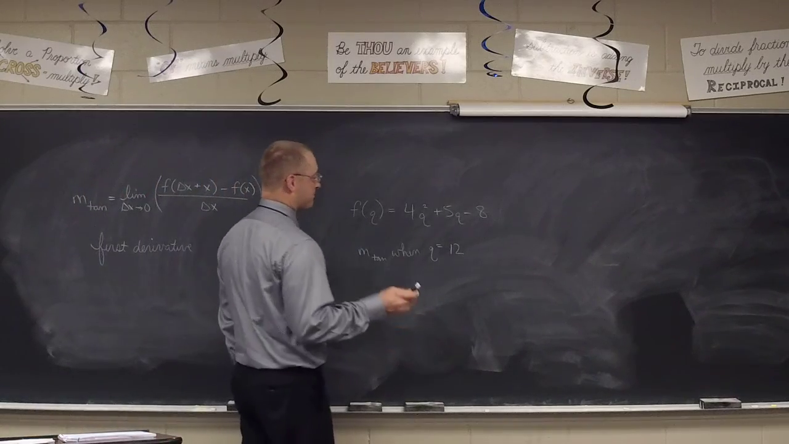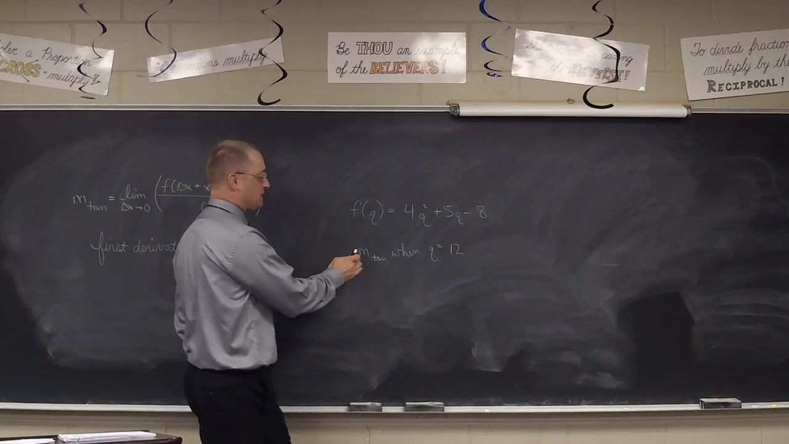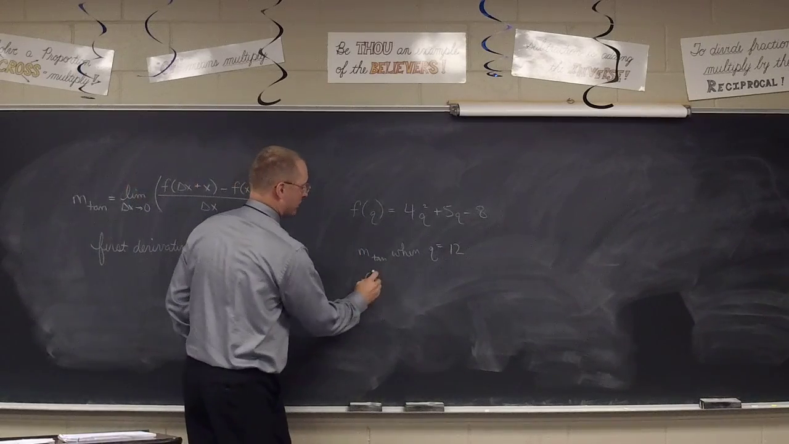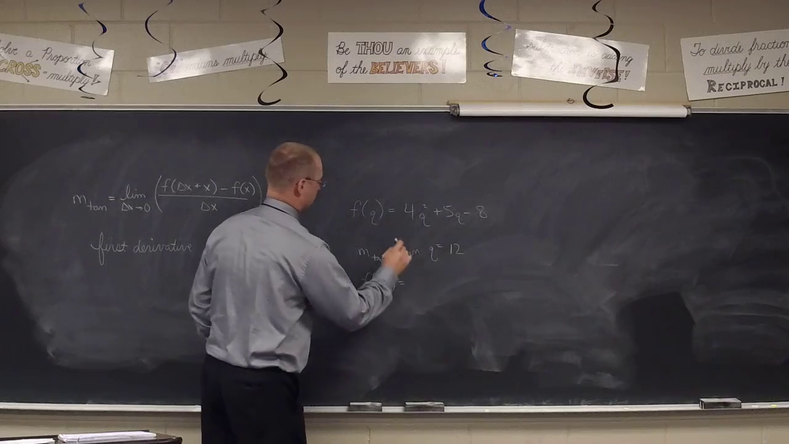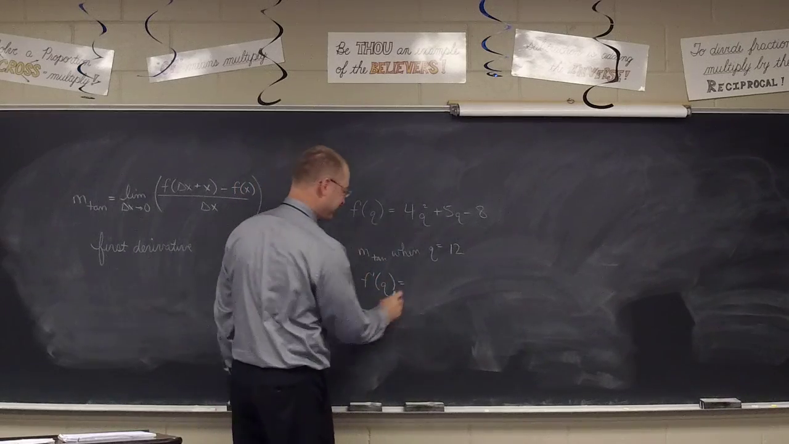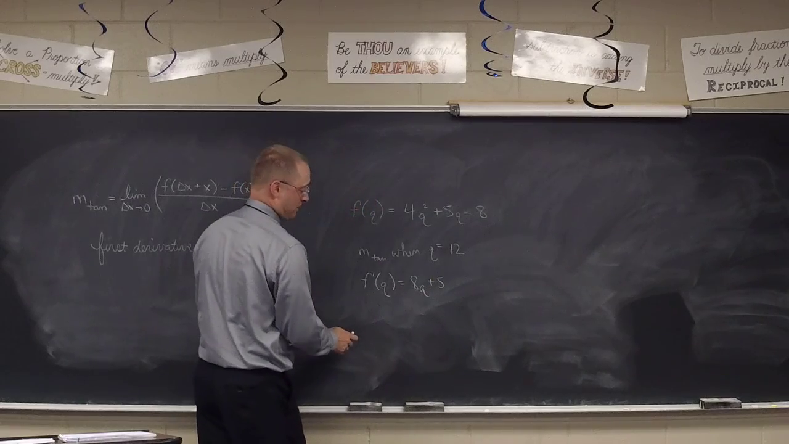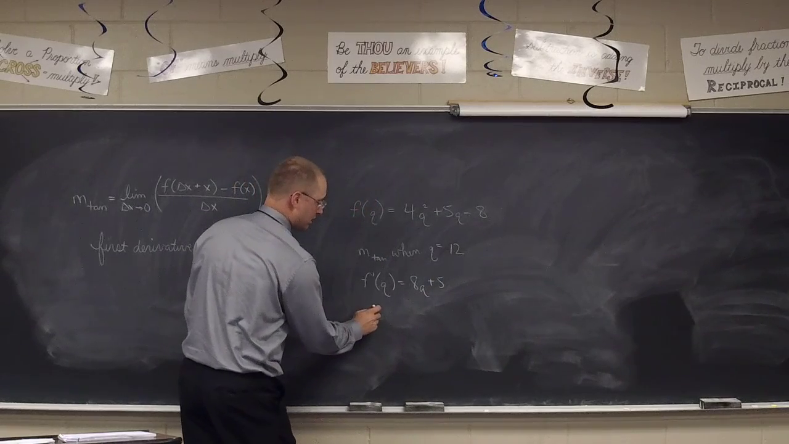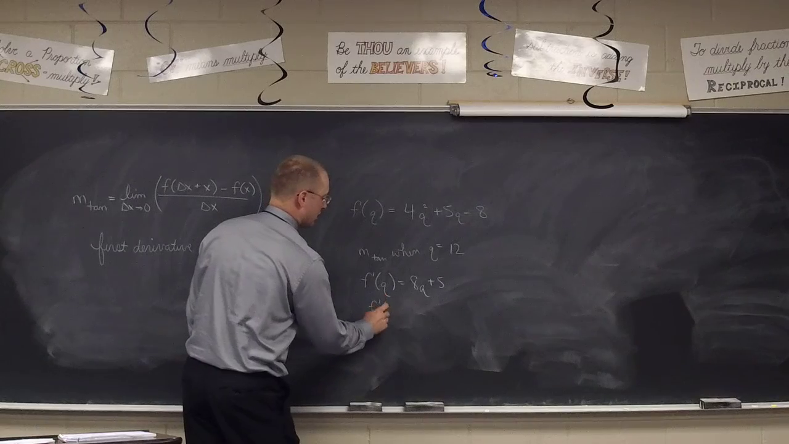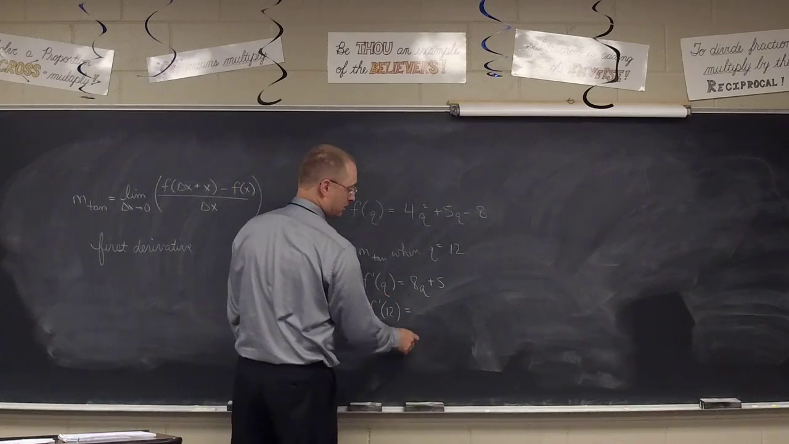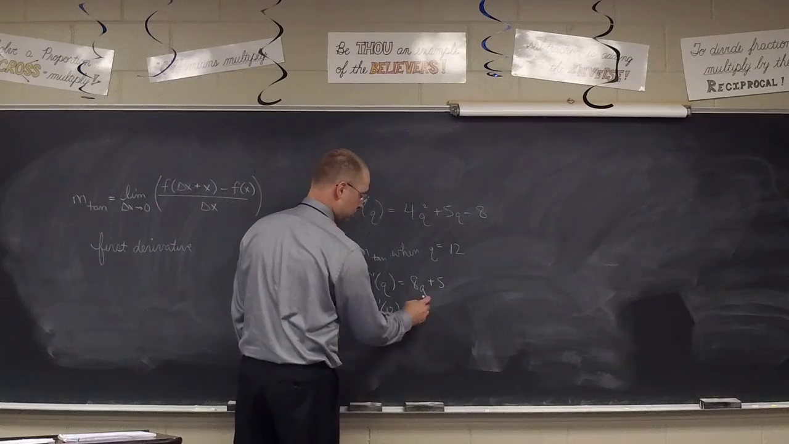All right. If I want the slope of the tangent, class, I've got to have the first derivative. So I need f prime of q, which is 8q plus 5. And so I'm going to evaluate, Jamie, you plug in the 12 for the q. f prime of 12 gives us 96 plus 5, which is 101.